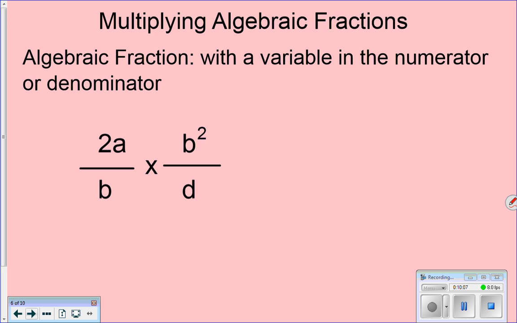All right, let me show you how this looks. It's 2a over b times b squared over d. Now, first of all, what does b squared look like? 2 b's, b times b, right? Now, here's the deal. You can reduce variables. It's like if the b's were 2's, could you reduce them? Sure. And we know that if there's a b here and a b here, they're going to be the same number. So can I reduce?